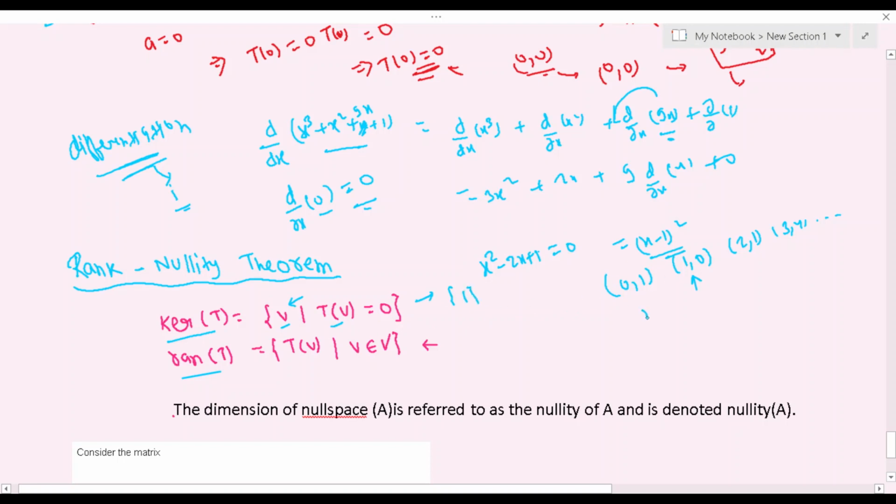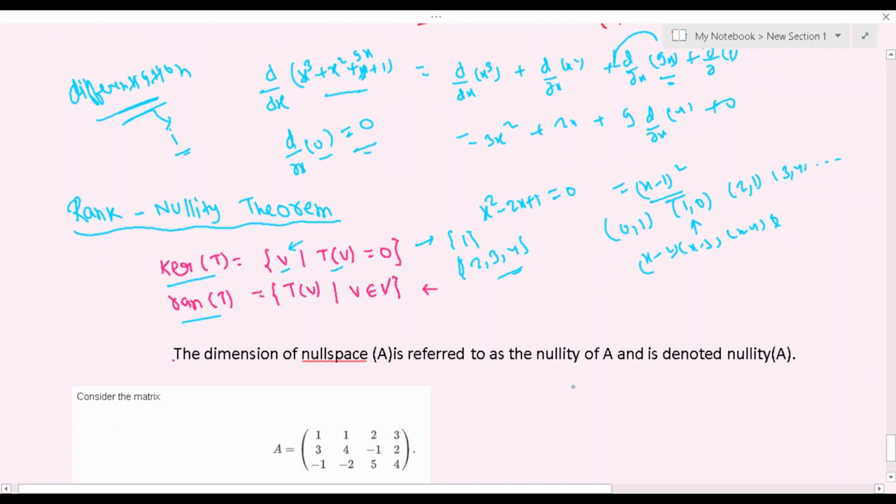And suppose some other function is there like x minus 2 into x minus 3 into x minus 4. Then what is the kernel of T? It will be 2, 3, 4. It means the set of all points where the function itself is 0. Okay, so this is basically the kernel of T, and the rank of T is basically the range. So all the numbers, this will come 1, 0, 1, 4, and so on. Hope you have understood this kernel and rank here.